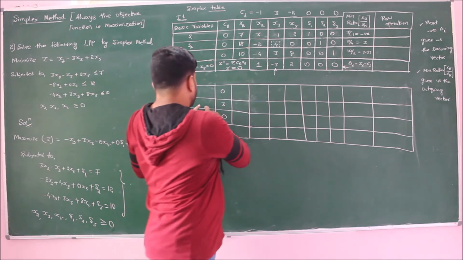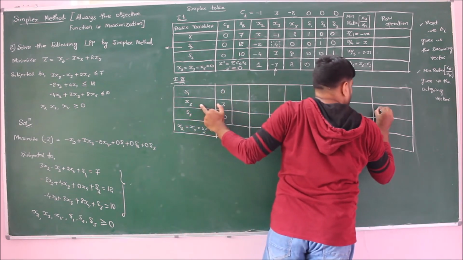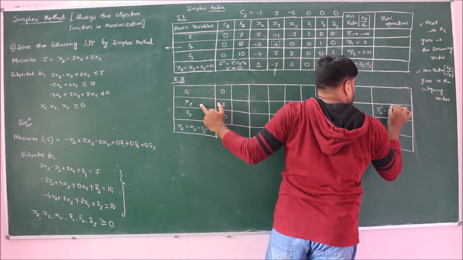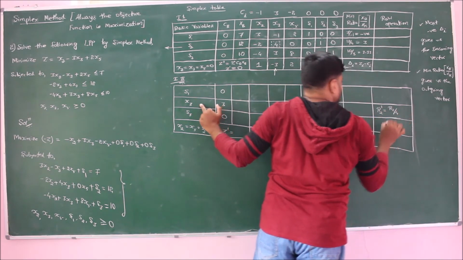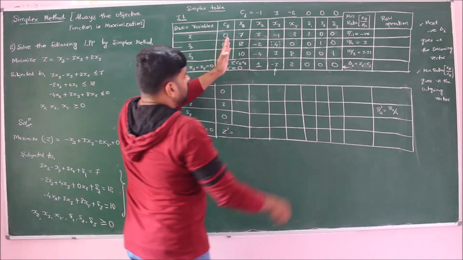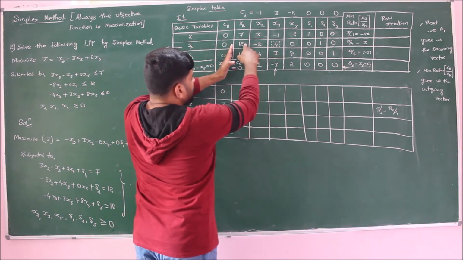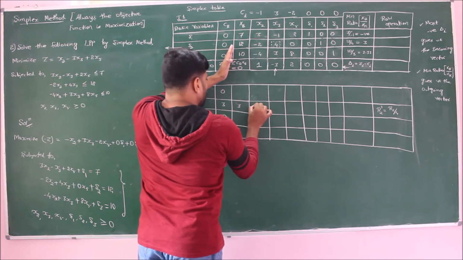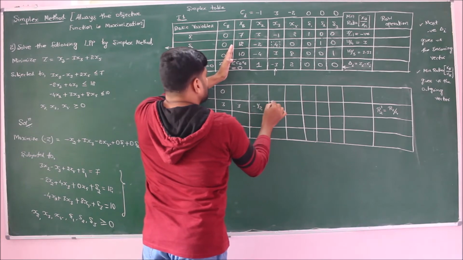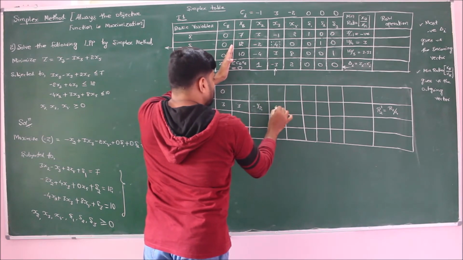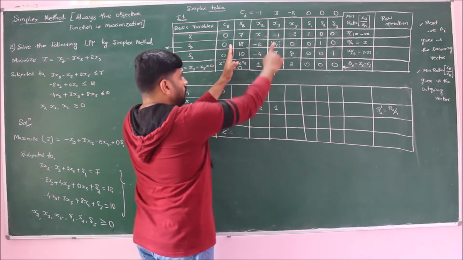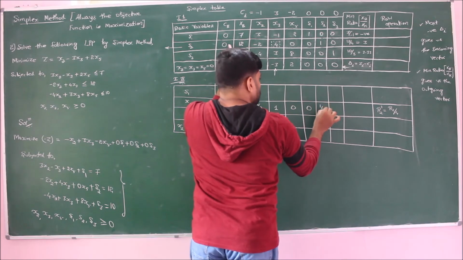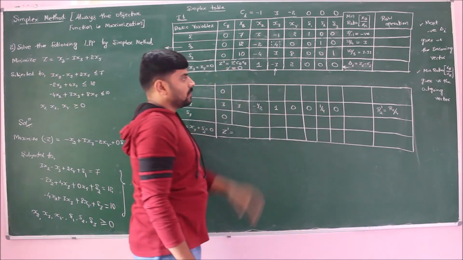So the new row 2, row 2 prime or row 2 dash, is equal to the previous value of row 2 divided by 4. So from xb to s3, if I divide it by 4, 12 by 4 is 3, minus 2 by 4 is minus 1 by 2, 4 by 4 is 1, that is what I require. The key element has become 1 now. 0 by 4 is 0, 0 by 4 is 0, 1 by 4, and 0 by 4 is 0.